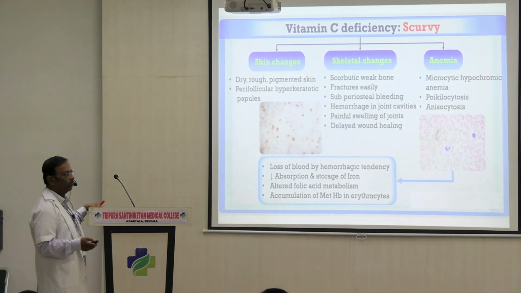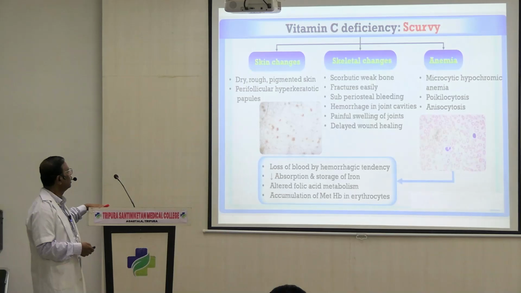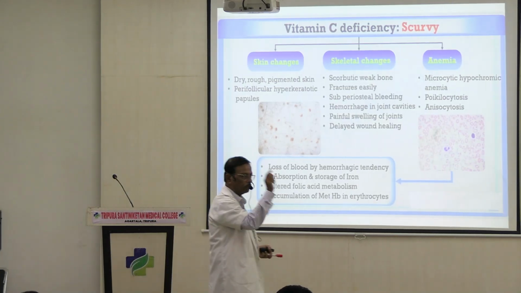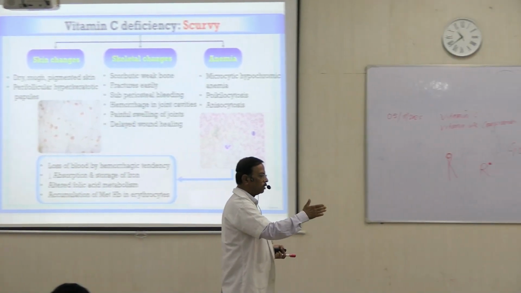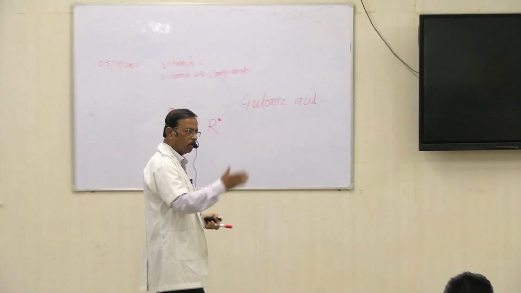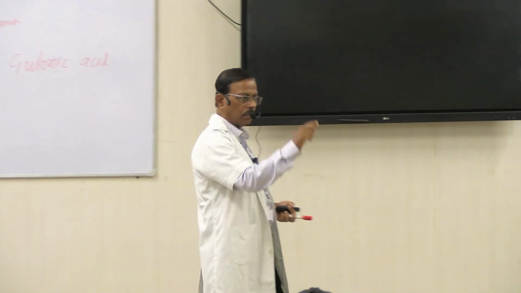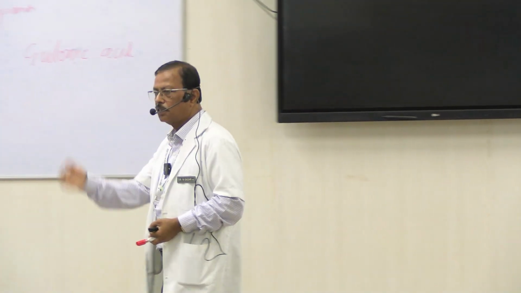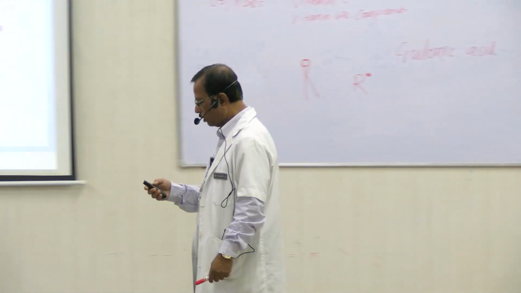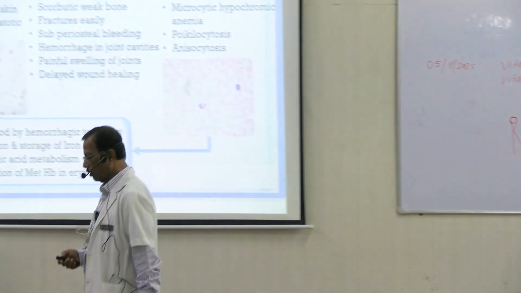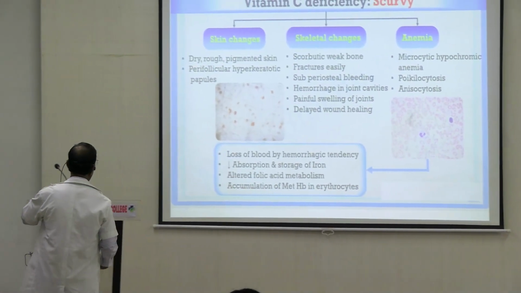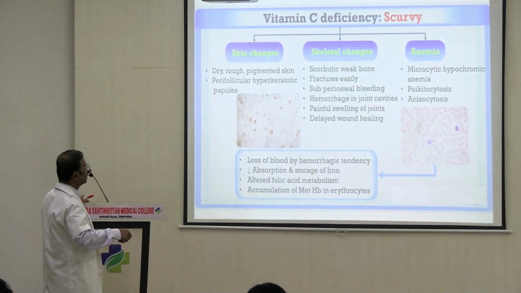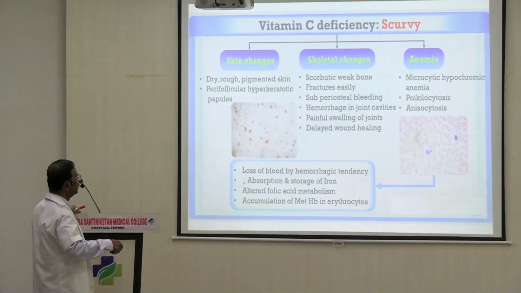Then skeletal changes due to the abnormal collagen formation. There will be weak bones. It can fracture easily. It can break easily. Subperiosteal bleeding underneath in the bone. The outer covering of the bone is called periosteum. So underneath the periosteum, there will be bleeding because of abnormal collagen formation. Then hemorrhage in the joint cavity, painful swelling of the joints, delayed wound healing.